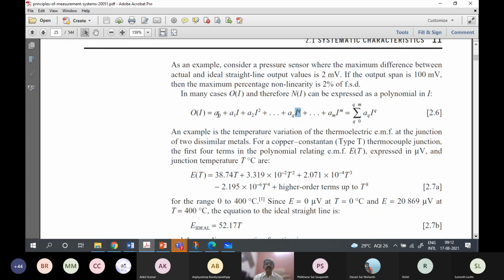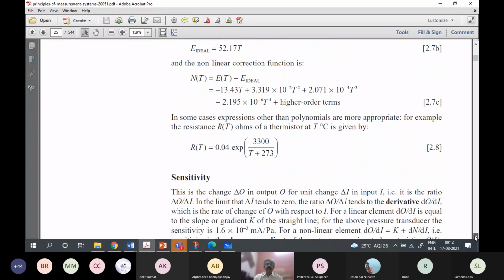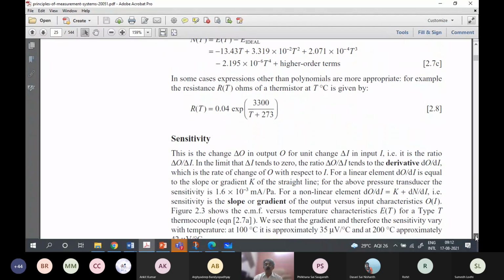How do you get these coefficients A0, A1, A2, etc.? In the case of these polynomial fits, these are typically fit again by a least square method, which is again similar. Right, so this is the interpretation of nonlinearity.